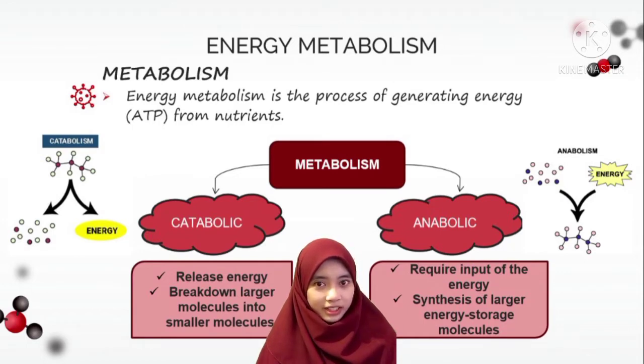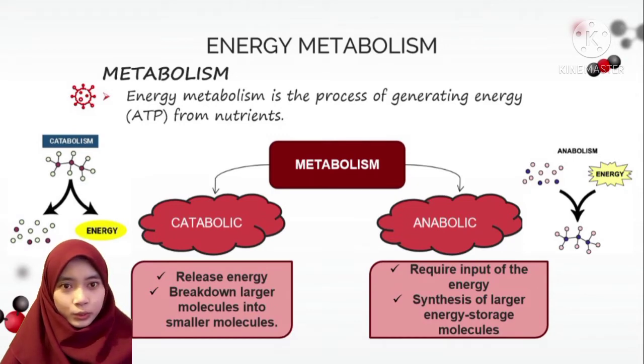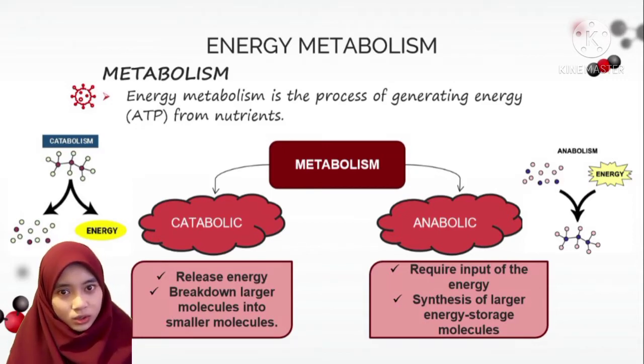Metabolism is divided into 2 categories, which is catabolic and anabolic. What is catabolic and what is anabolic? Catabolic is something that releases energy and breaks down large molecules into smaller molecules. As we can see based on the diagram that I have here, the catabolic uses large molecules, breaks them down into smaller molecules and releases the energy.